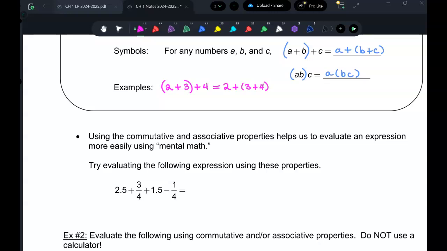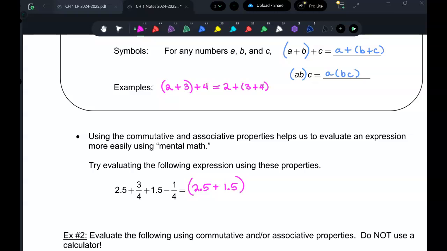Okay, now on the worksheet today, for just the last part here, we're going to try to add or multiply without using a calculator. The goal of the commutative property is that I want to move things around. So instead of doing 2.5 plus 3/4, I'm going to move 2.5 and add the 1.5. I'm going to group these two together.